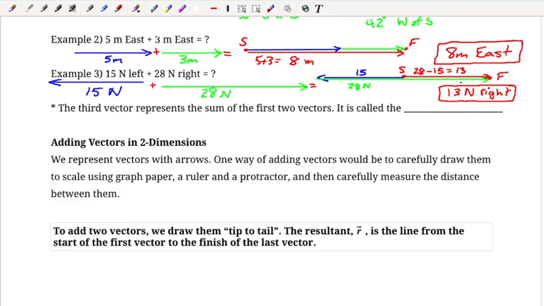Because they're in opposite directions, I'm going to end up with a vector that's shorter than my longest vector here, the 28. So 28 minus 15 gives me a resultant of 13. And it's going to be 13 newtons right. That would be my final answer.